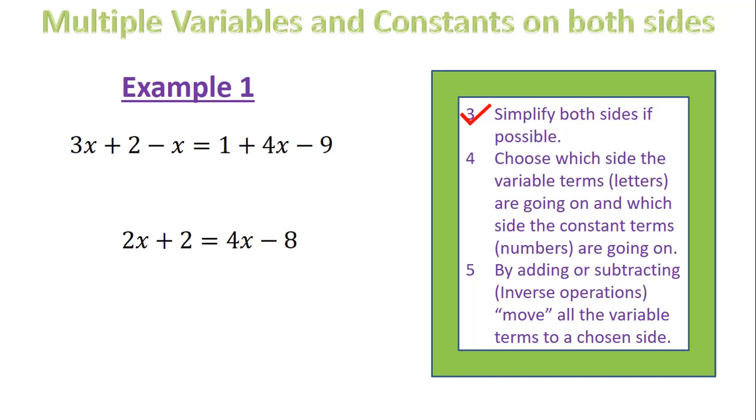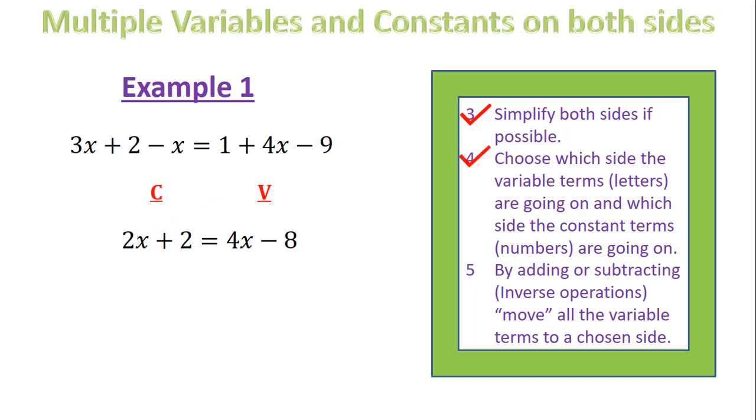Step 4. Choose which side the variable terms are going on and which side the constant terms are going on. So let's have a look at our equation. On my left hand side, my coefficient of x is 2. On my right hand side, my coefficient of x is 4. And so hopefully everybody sees that 4 is bigger than 2. And I have my variables on my right hand side and my constants on my left.